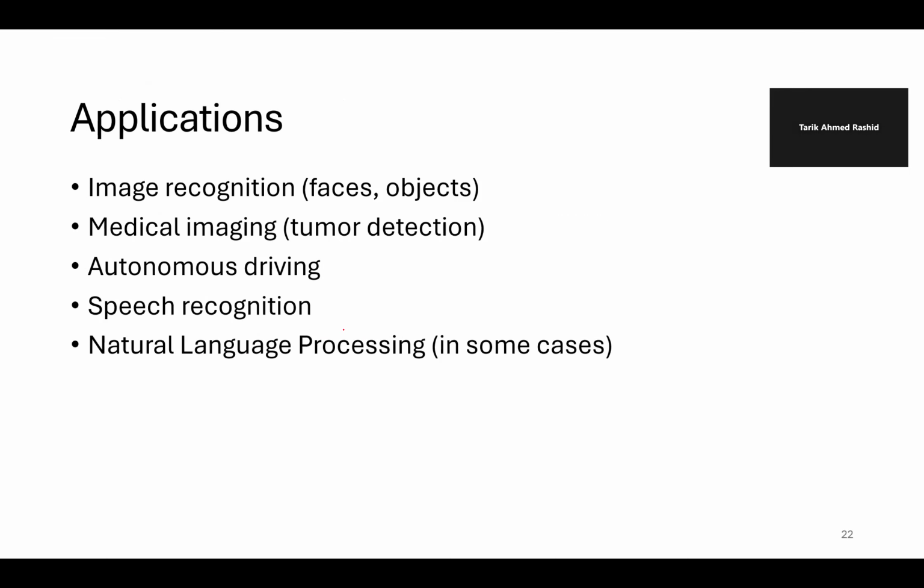Where can we use CNN? We can use them for images, any application that is related to images, or where images are relevant. So CNN can be used to solve those applications: medical imaging, autonomous driving, speech recognition, and natural language processing in some cases.